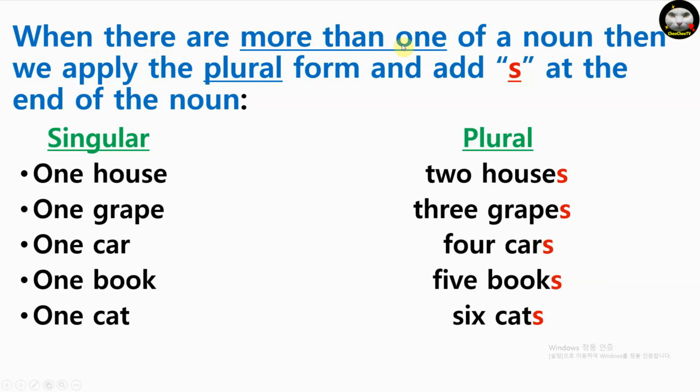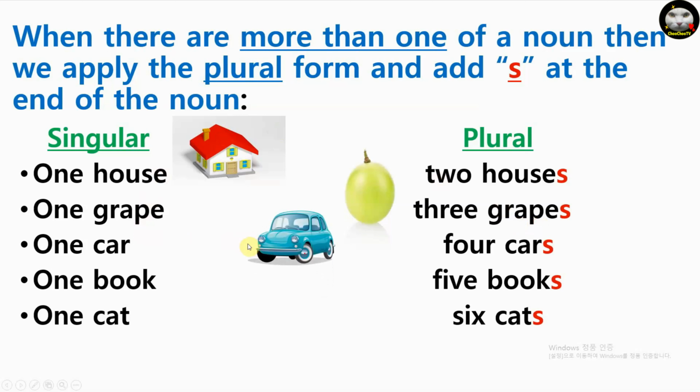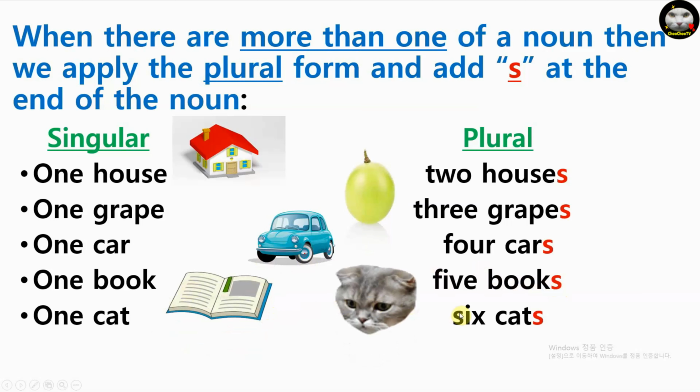When there is more than one of a noun, we apply the plural form and add S at the end of the noun. So in the singular, one house. And in the plural, two houses with S. One grape, three grapes. One car, four cars. One book, five books. One cat, six cats.